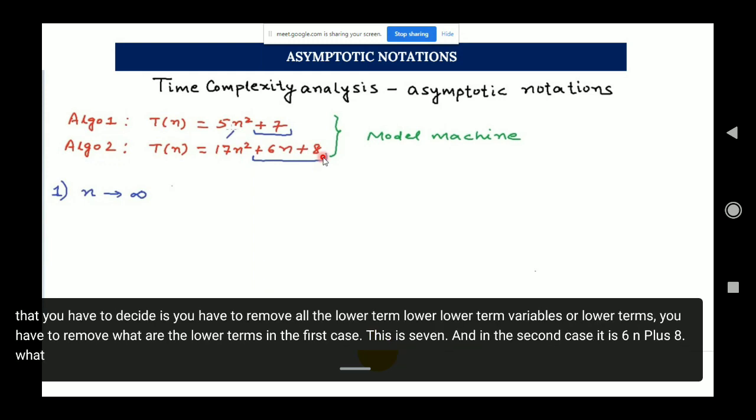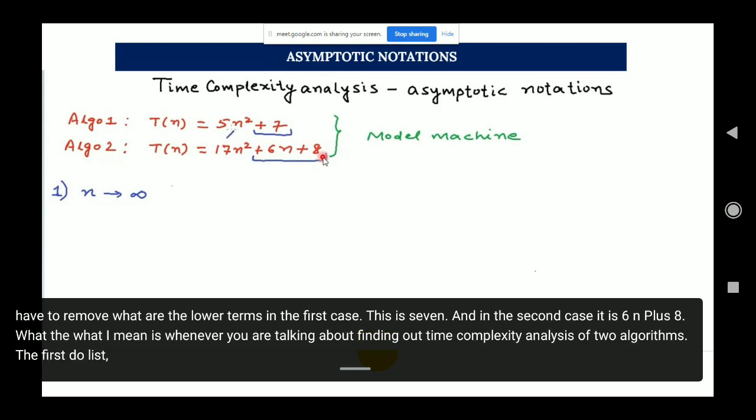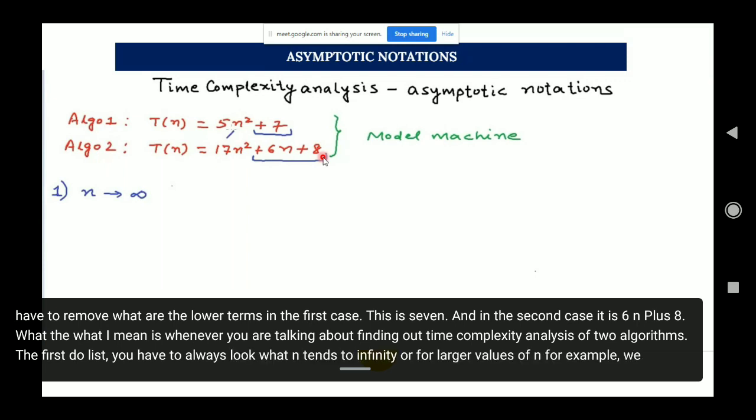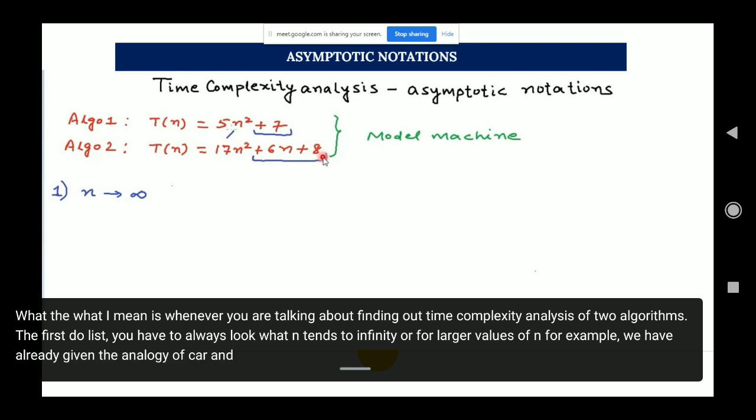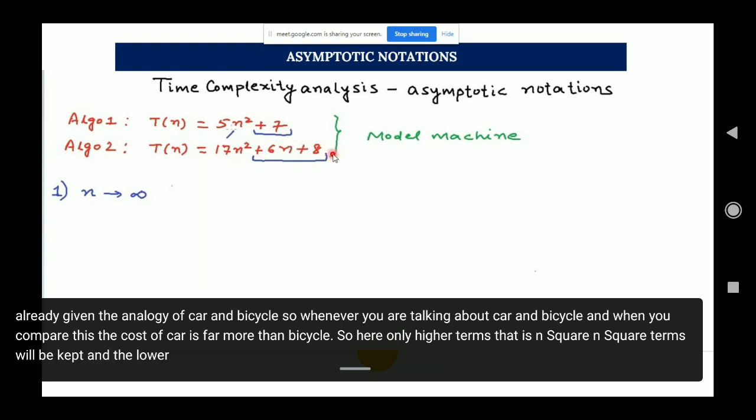Whenever you are finding the time complexity analysis of two algorithms, the first rule is you always look for n tends to infinity, or for larger values of n. For example, we have already given the analogy of a car and a bicycle. When you compare them, the cost of the car is far more than the bicycle. So only the higher terms, that is the n square terms, will be kept, and the lower terms will be removed. In the first case, plus 7 is removed. In the second case, 6n plus 8 is removed.